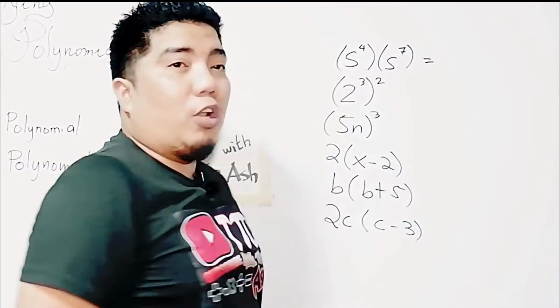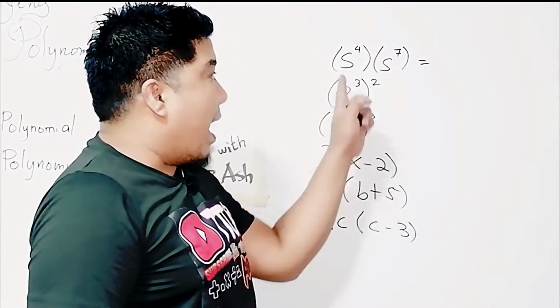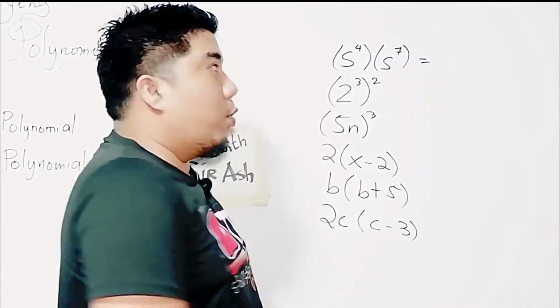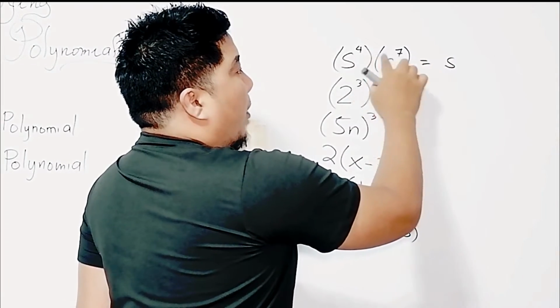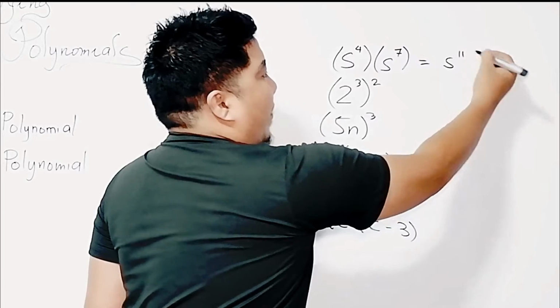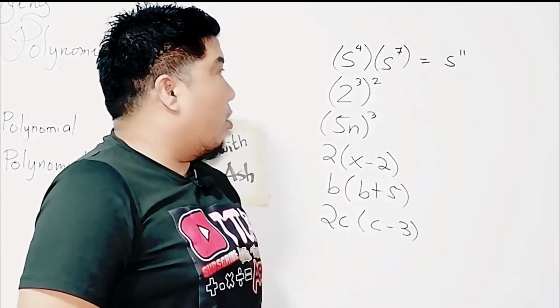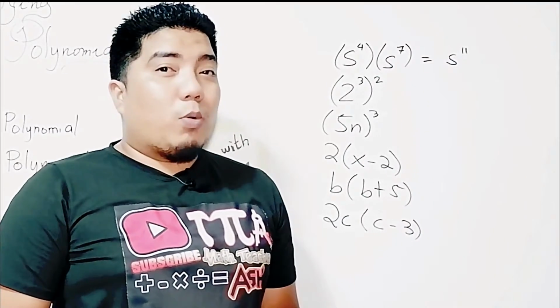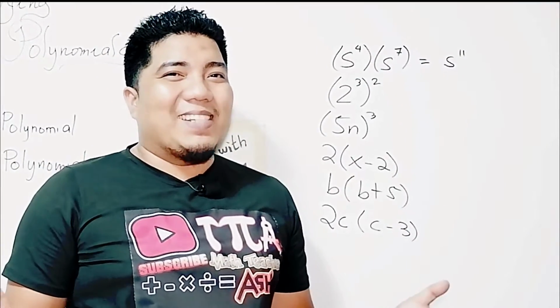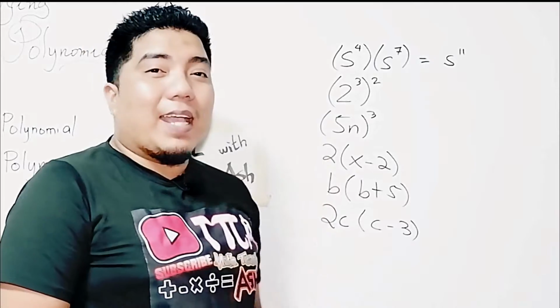This is an example of the product rule. Having the same base, what you will do is copy the base and then just add the exponents. 4 plus 7, and that is 11. So, the product of s to the 4th power times s to the 7th power is equal to s to the 11th power. Easy, right? Now, let's have the second example.